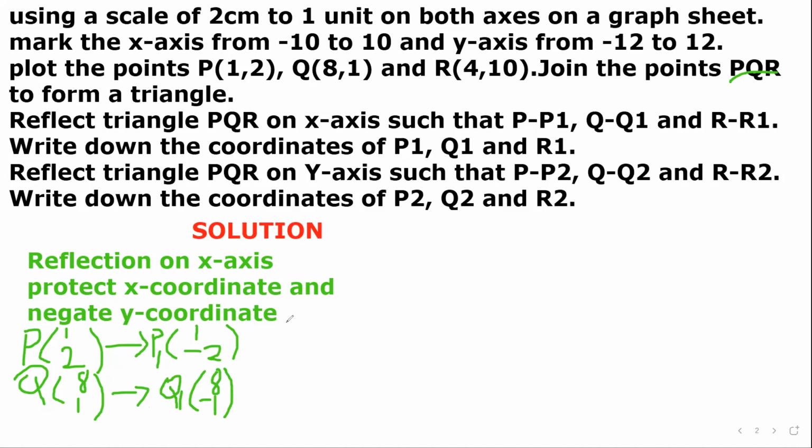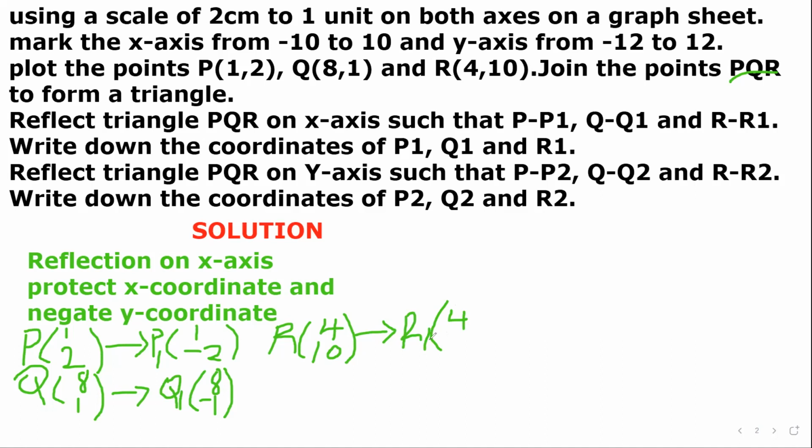Therefore, the point R here is 4 and 10. Whenever a point is reflected on the x-axis, it means we are going to protect the x-coordinate. The x-coordinate here is 4. You will not touch it, or you write the same number over there. Protecting means you write the same number without putting any mark on it, okay?